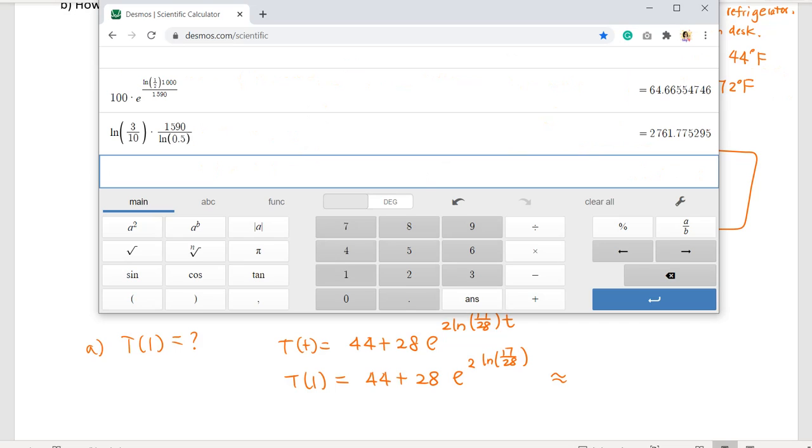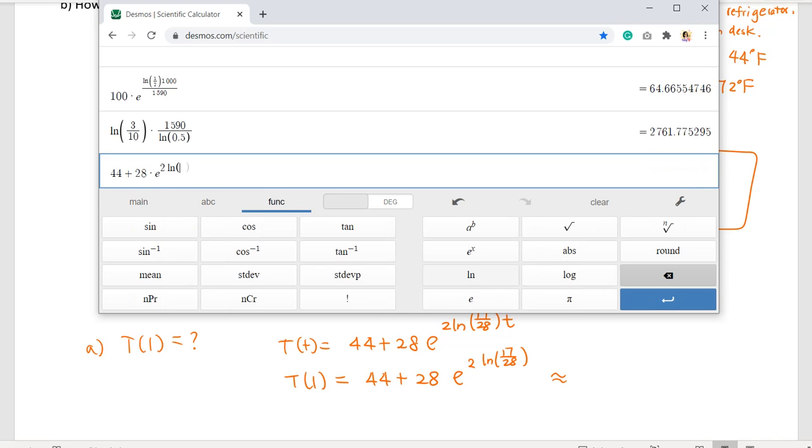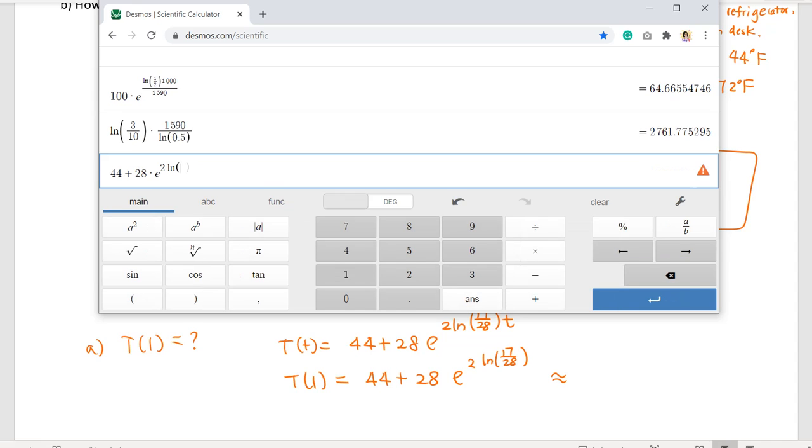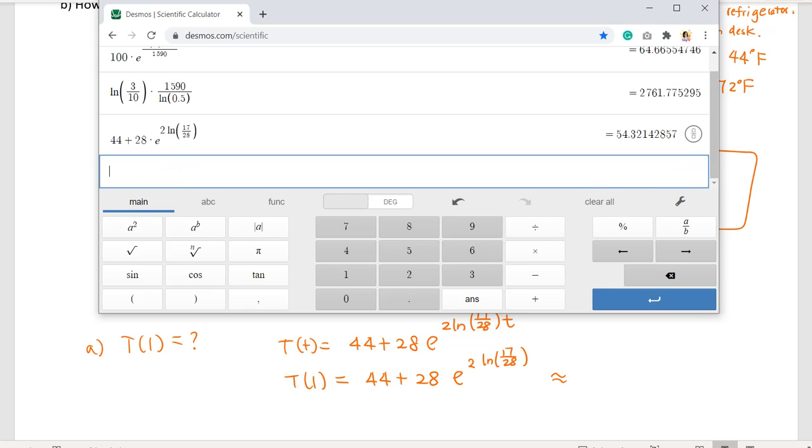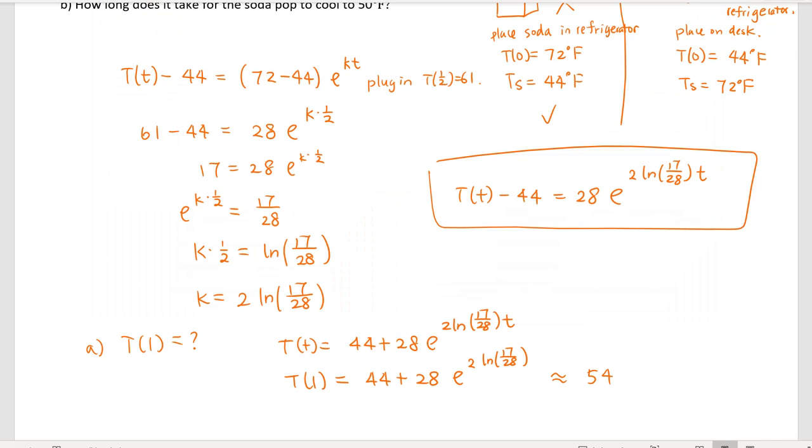Calculator right here. 44 plus 28 times e to the 2 times ln of 17 over 28. The answer is 54.32. What is the unit? Degrees Fahrenheit. Sometimes you have to be careful, we might use degrees Celsius. All right, so that is part A.